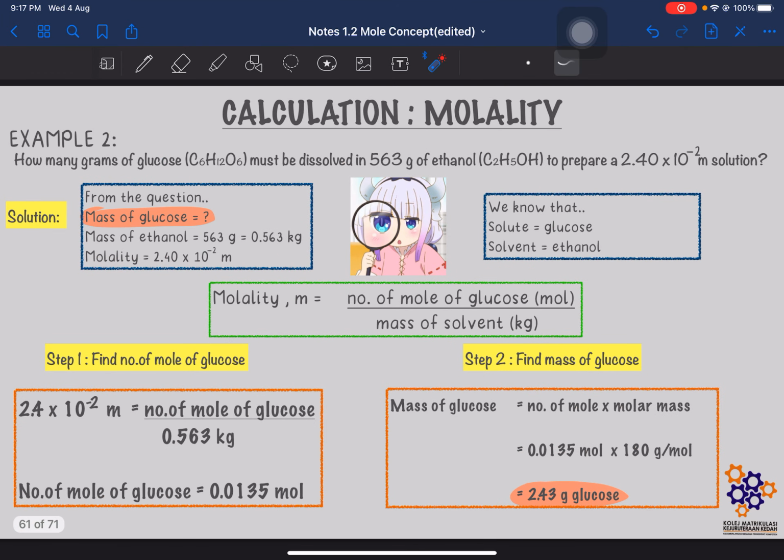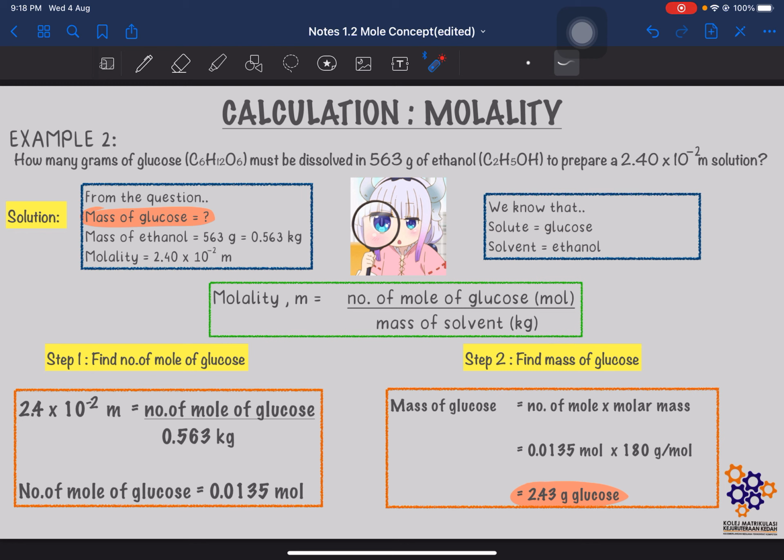Next, we go into the second example. How many grams of glucose must be dissolved in 563 grams of ethanol to prepare a 2.4 times 10 to the power of negative 2 molal solution? From the question, it gives you the mass of ethanol, which is 563 grams, which we convert into 0.563 kilogram. And it gives us the molality of 2.4 times 10 to the power of negative 2 molal. We know that the solute is glucose and the solvent here is ethanol.